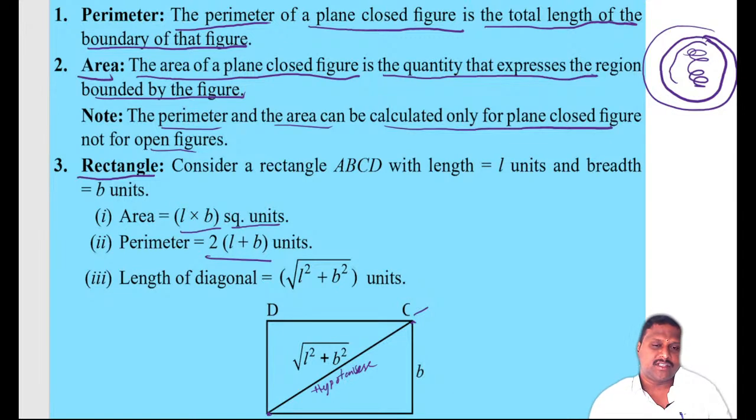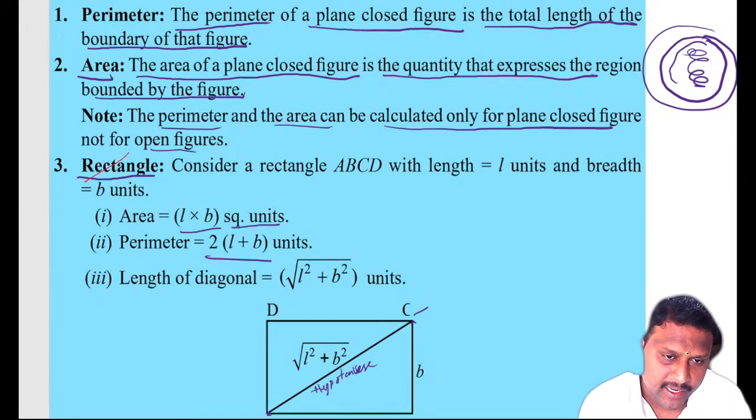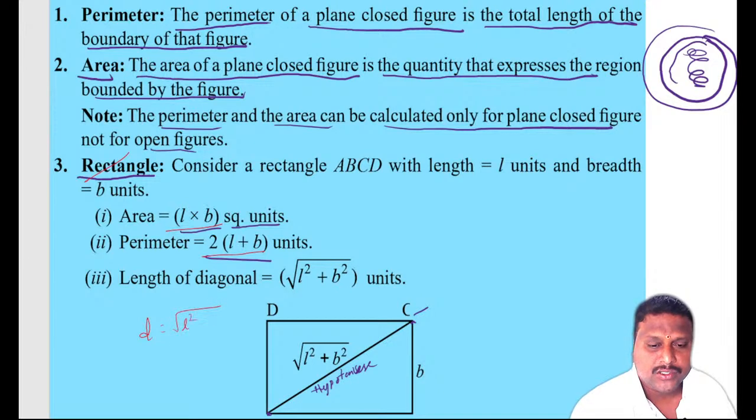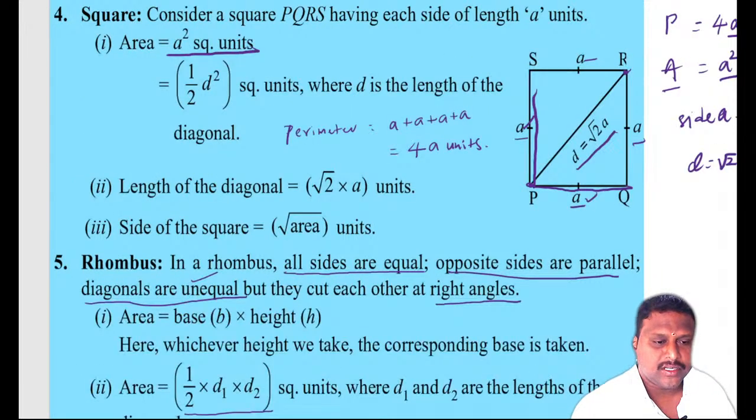Okay, we have discussed the area and perimeter of the rectangle. Area is equal to length into breadth. Perimeter is equal to 2 into L plus B, and diagonal D is equal to square root of L square plus B square. Next, we have discussed the area and perimeter of a square. Area is equal to A square units. Perimeter is equal to 4A units.